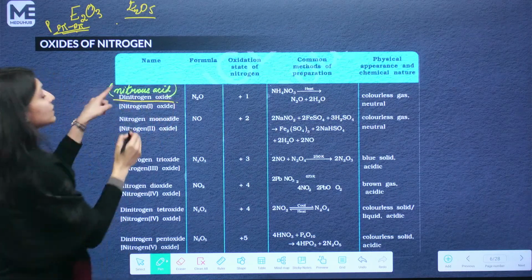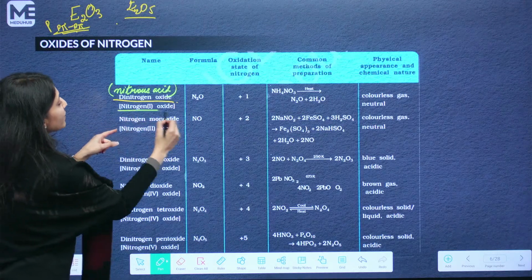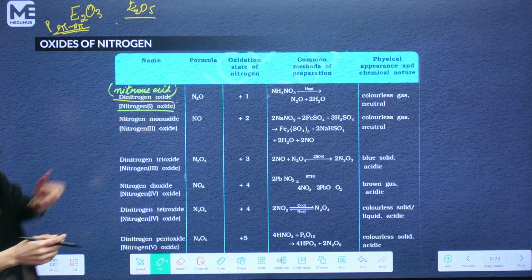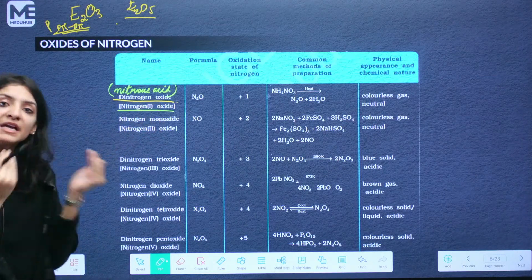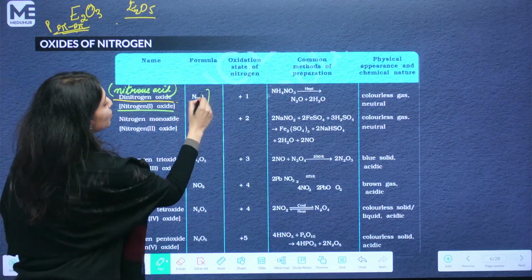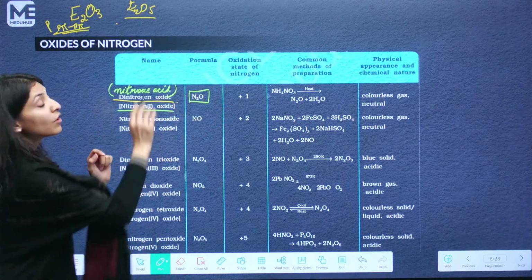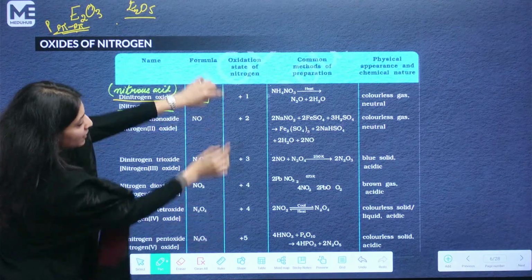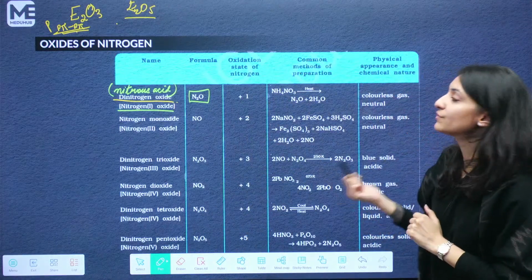You need to know the names because sometimes in the paper, nitrogen 1 oxide will not be written, clearly telling you that nitrogen is present in the +1 oxidation state. Sometimes nitrous oxide can also be there, so you need to remember the different names of the acids. In nitrous oxide, it's N2O. The oxidation state of nitrogen is +1. So the oxides of nitrogen are formed from +1, 2, 3, 4, 5. All positive oxidation states are observed in oxides of nitrogen.